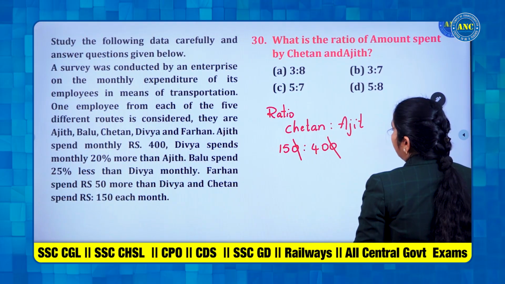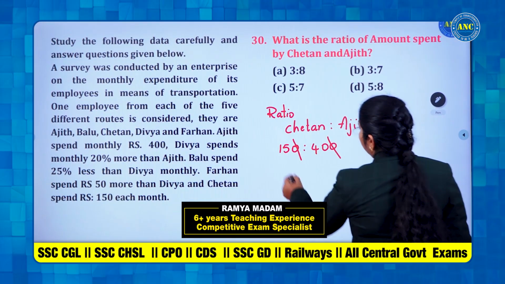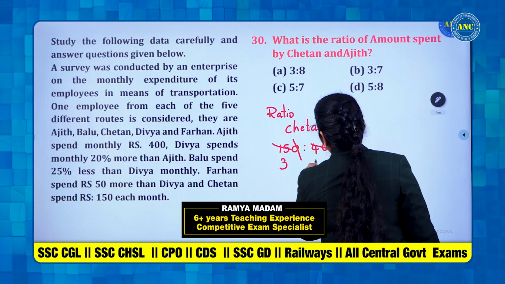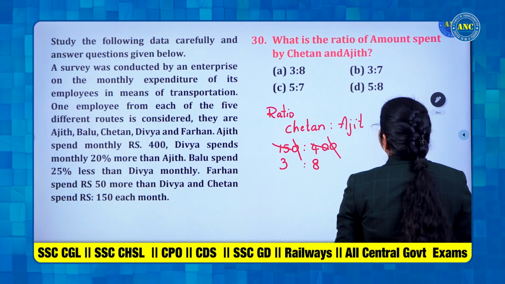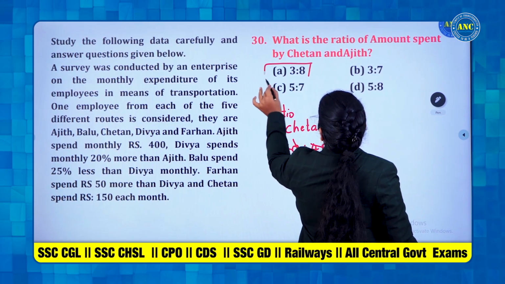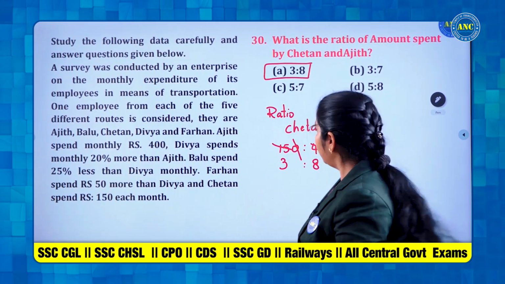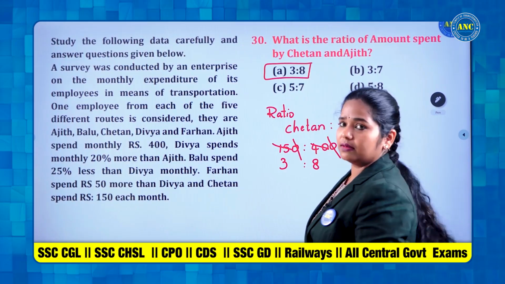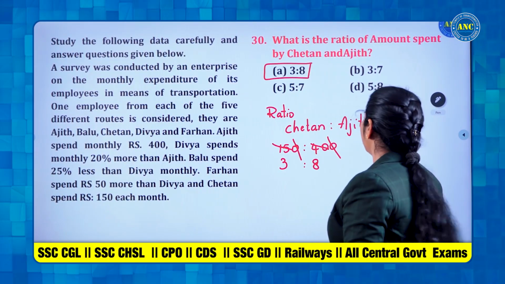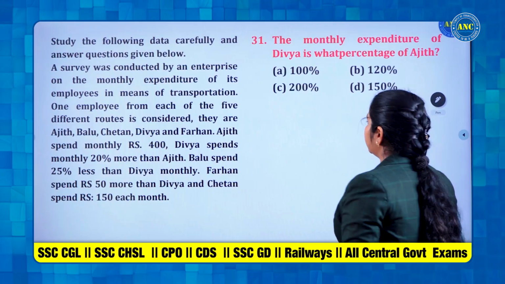How can we get the answer here? 5 3s are 15, 5 8s are 40. So the ratio is 3 is to 8. Option A, 3 is to 8, is the correct answer. Yes? Done? Clear? There is nothing much here. It's very simple. Okay. Next question, 31.